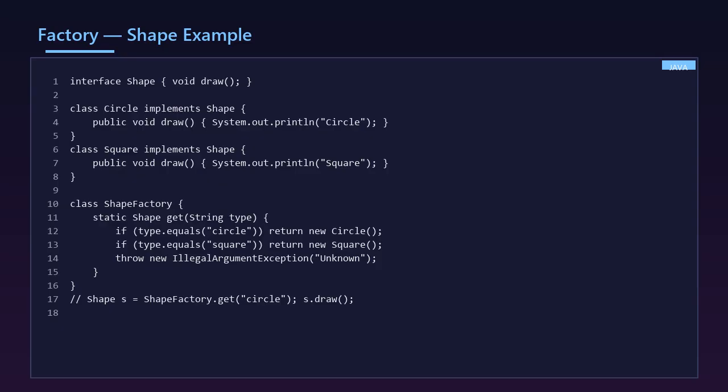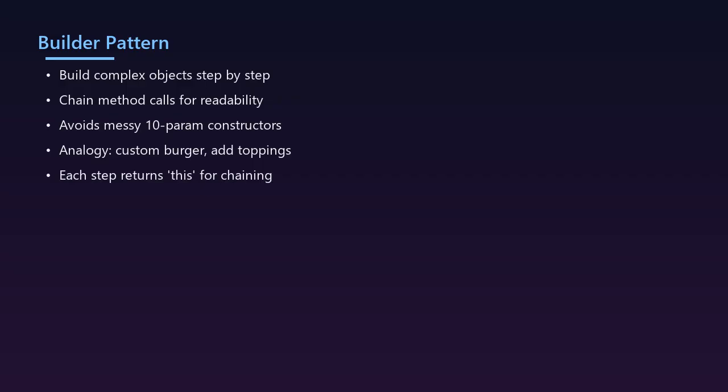Want to add triangle later? Just add a new class and update the factory. The client code stays exactly the same. Without factory, the client would write new Circle, new Square everywhere. If class names change, you'd have to update every single file. Factory centralizes that.